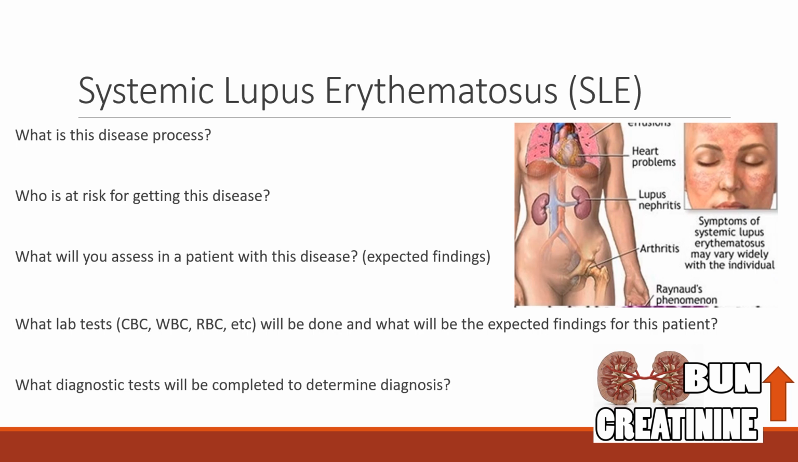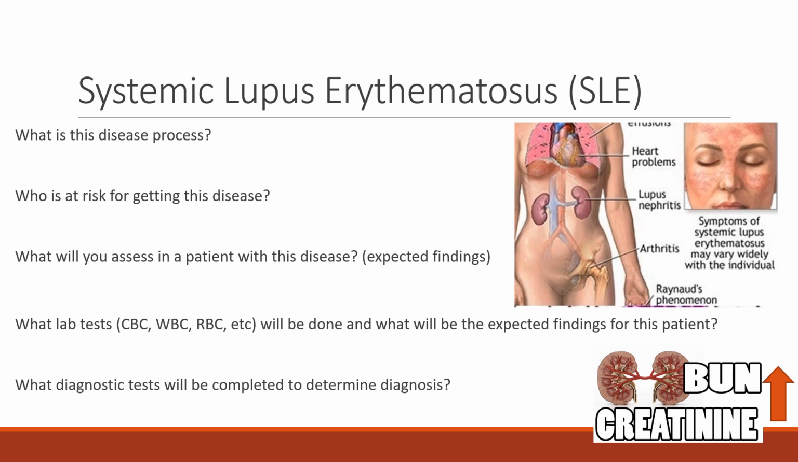So if we're looking at our labs, we have the ANA, which is the anti-nuclear antibodies. These are the antibodies that are produced against one's own DNA. The titers are positive in 95% of lupus patients. So that ANA titer is going to be a huge indicator that our patient has lupus. Your creatinine, your BUN, and a UA are going to help you to understand if the kidneys have been involved.